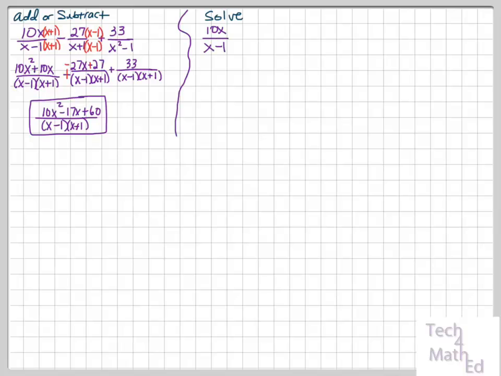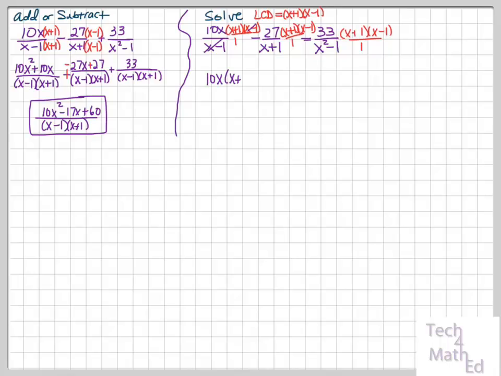Next, I want to compare this to when we solve equations. So we have 10x over x minus 1 minus 27 over x plus 1, and now there's an equal sign in the problem, so equals 33 over x squared minus 1. The first thing, again, is to find your lowest common denominator, which is still x plus 1, x minus 1. But this time, notice everybody's getting the same thing, not what they're missing. Everybody's getting the x plus 1, x minus 1 all over 1. This allows me to cancel my fractions.